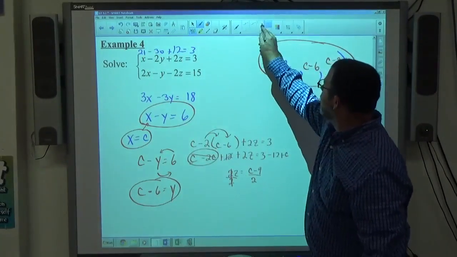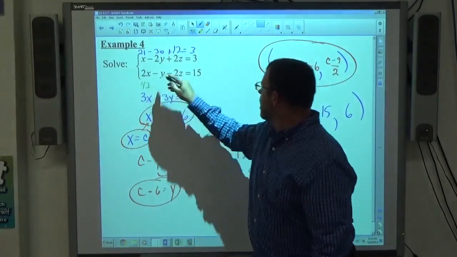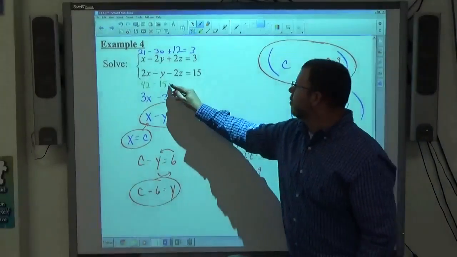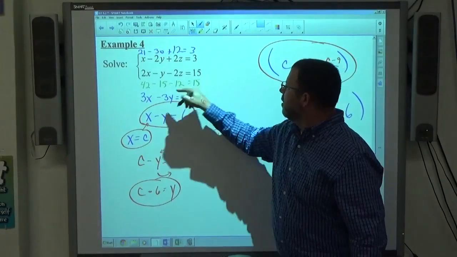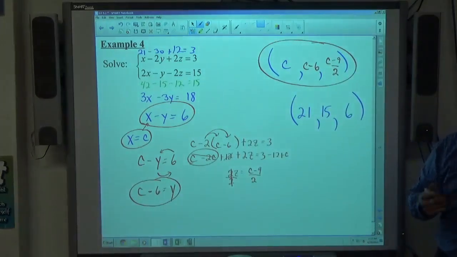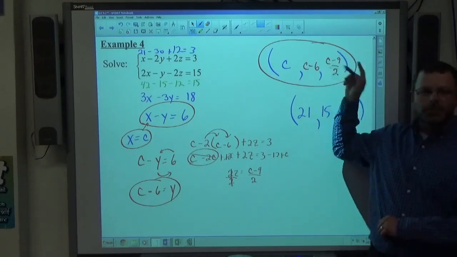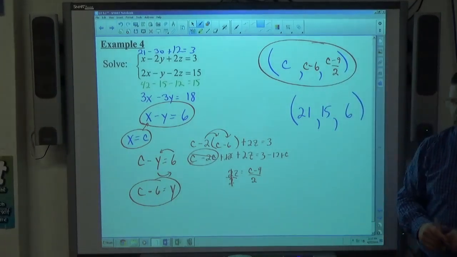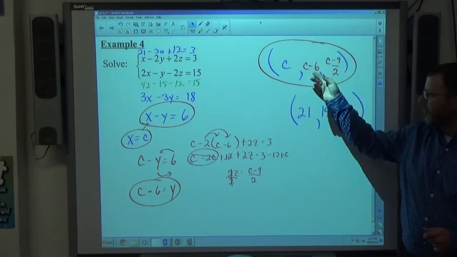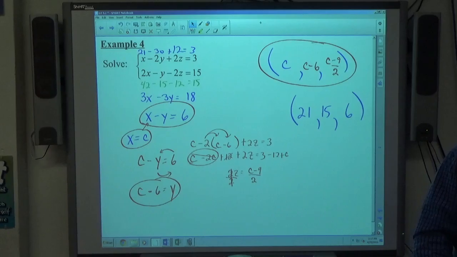And if I try the same ordered triple in the bottom one, 2 times 21 is 42. Minus y will be minus 15. Minus 2z is going to be minus 12. It's supposed to equal 15. 42 minus 15 is 27 minus 12 equals 15. Also true. Both equations are true. That answer is right, so I can be pretty much sure that answer is right. So that's an easy way to verify. Also, if you get an ordered triple from this and compare it to the book's ordered triple, if they do a different way of doing it, you can verify it that way also.